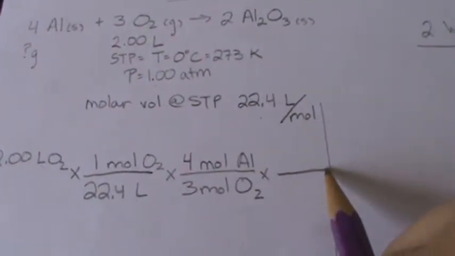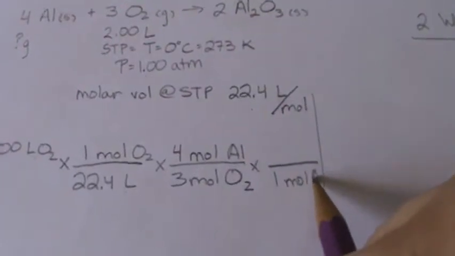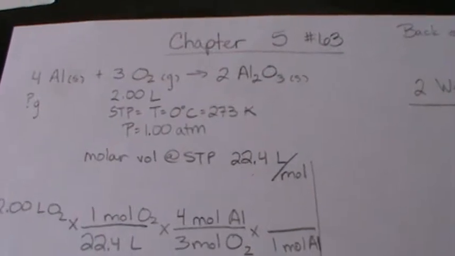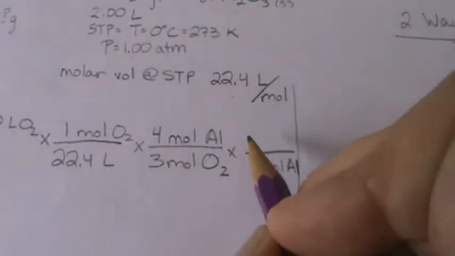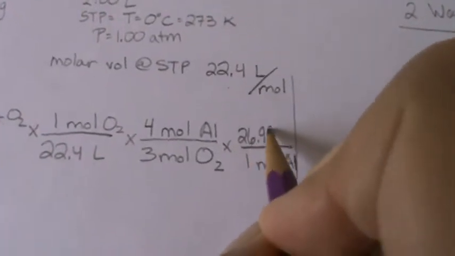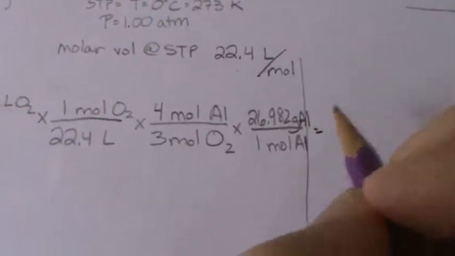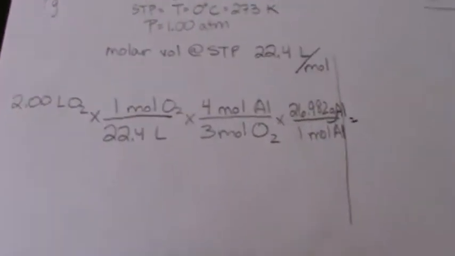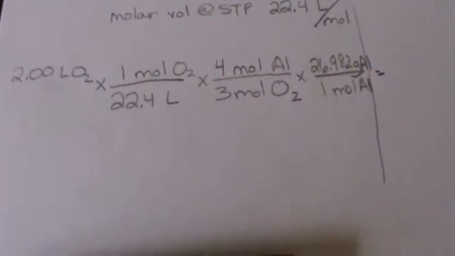And then last but not least, 1 mole of aluminum, which of course we take from the periodic table. So here's aluminum, number 13, 26.982 grams aluminum. Oh, I didn't give myself enough room. So I'm going to come down here with the answer to that, because on the other side of the paper I'm going to be talking about the other way to do it if we were not at STP.